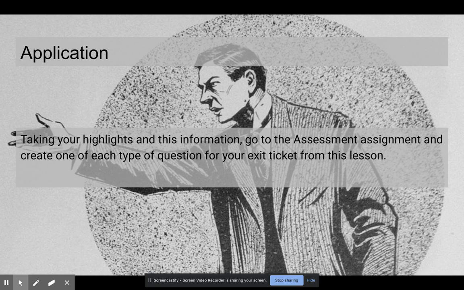Okay, now I know that's a lot, and it's why, even though I'm doing this video, we're going to go over some of this in class. There's an assessment assignment here that is to get you to create these types of questions. There's one of each type of question. It's the exit ticket from this lesson. Just do your best. We're going to talk about how well these questions work in discussion, okay?